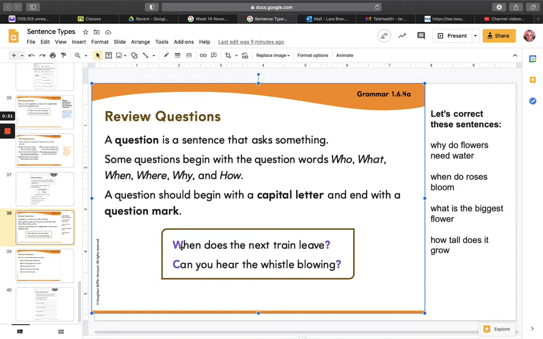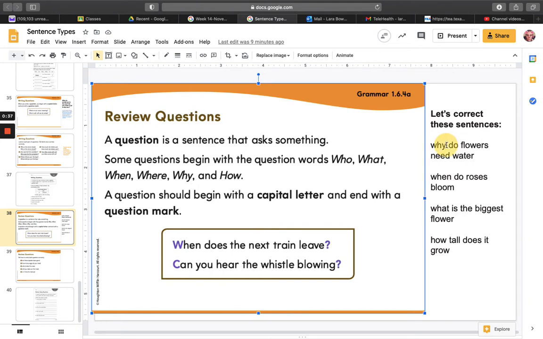So here are examples. When does the next train leave? Begins with a capital, ends with a question mark. Can you hear the whistle blowing? Begins with a capital, ends with a question mark.